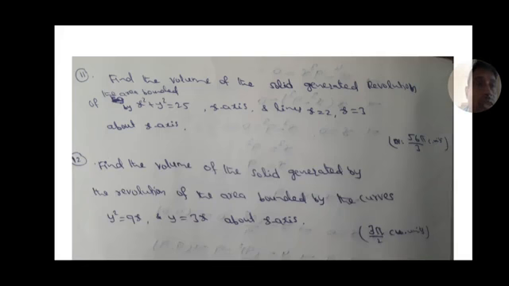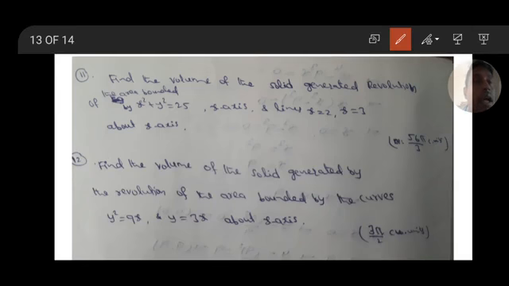Find the volume of the solid generated by revolution of the area bounded by x square plus y square equal to 25, x-axis and lines x equal to 2 and x equal to 3 about x-axis. About x-axis means it is the formula integration a to b pi y square dx. You have to substitute the limits. Limits are 2 to 3. You have to write y square value from the equation and you get the answer, that is 56 pi by 3 cubic units.